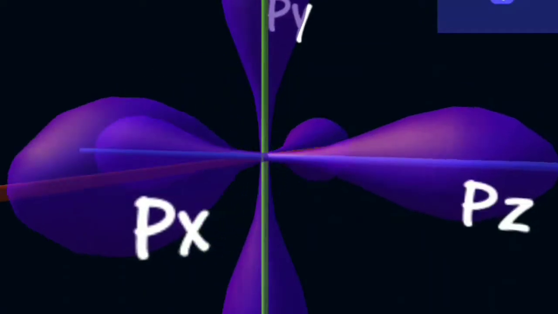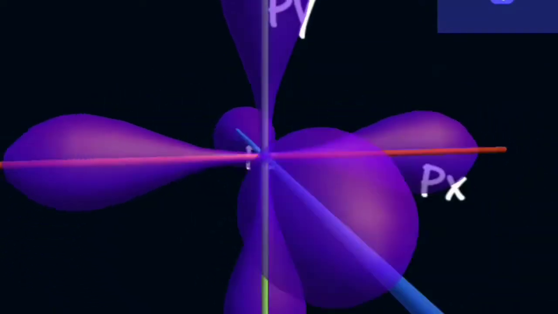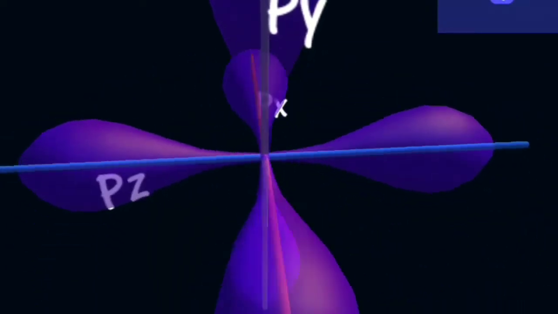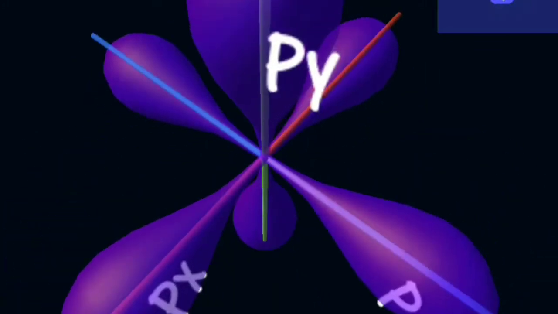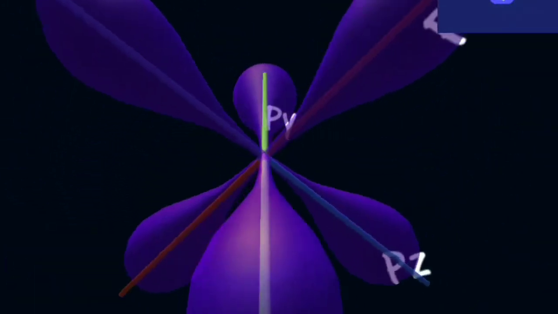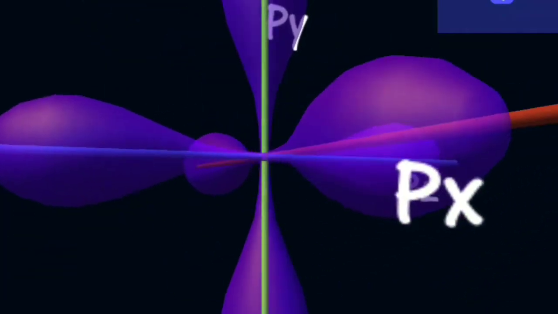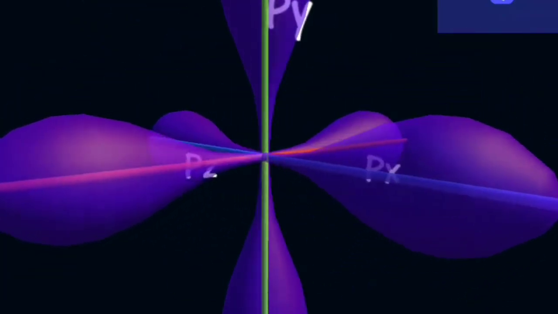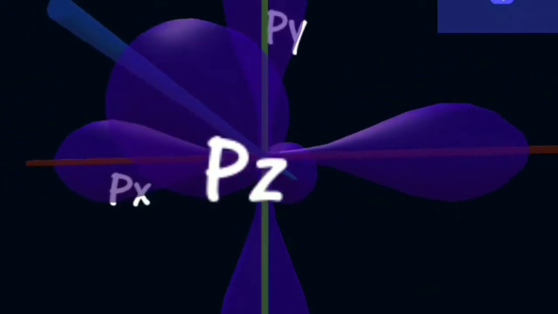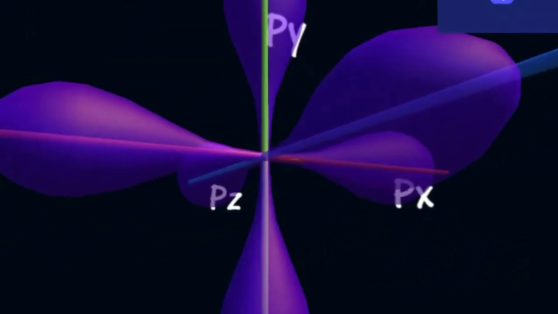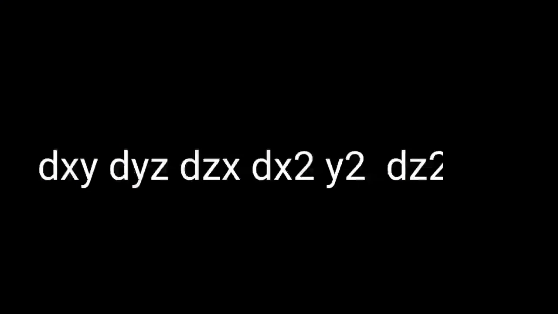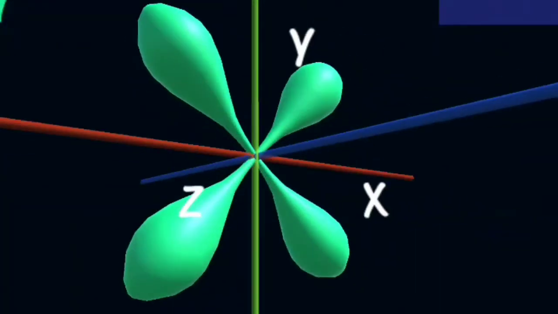Now we will see shapes of px, py, pz along their orientation. You can see px is along the x-axis, py is along the y-axis and pz orbital is along the z-axis. So all three are perpendicular to each other and every one is along one axis. Now we will see the shapes of dxy, dyz, dzx, dx²-y² and dz².